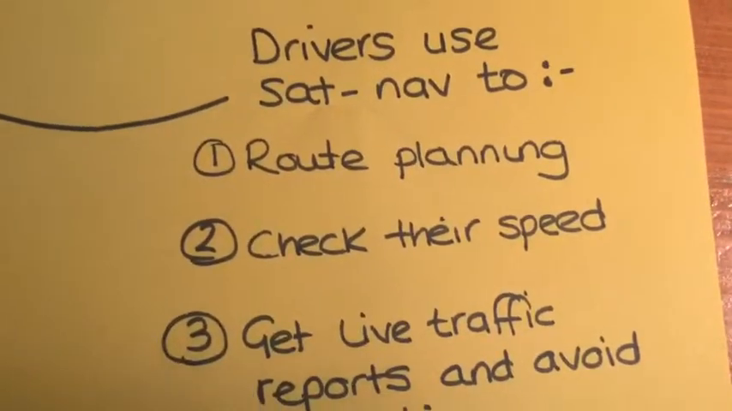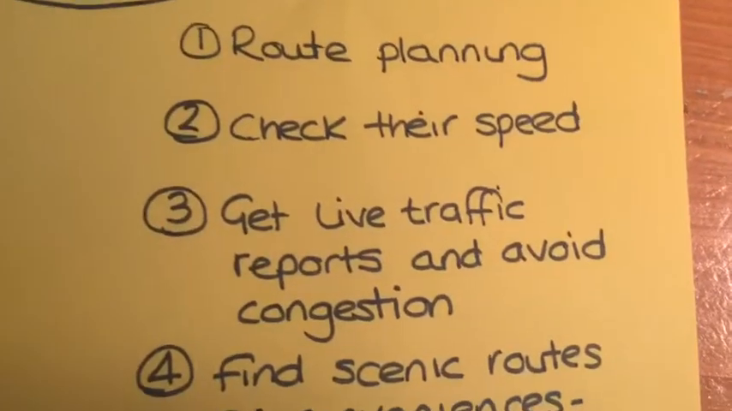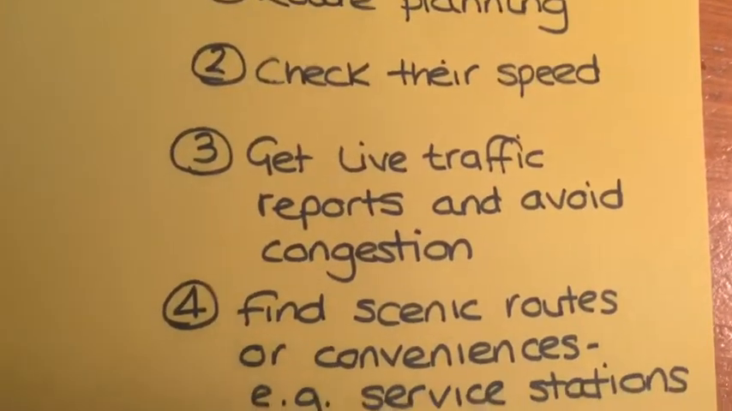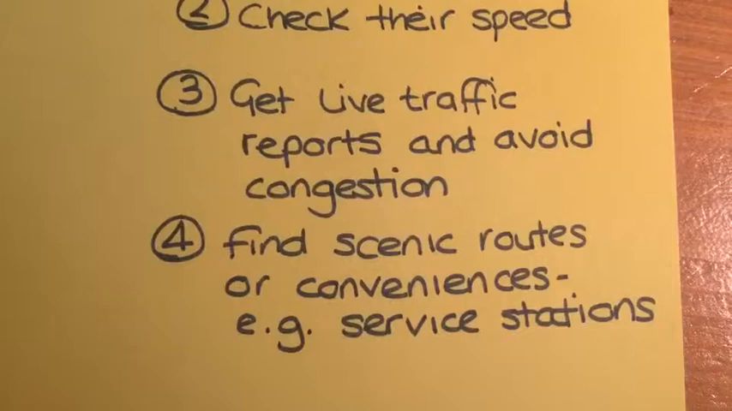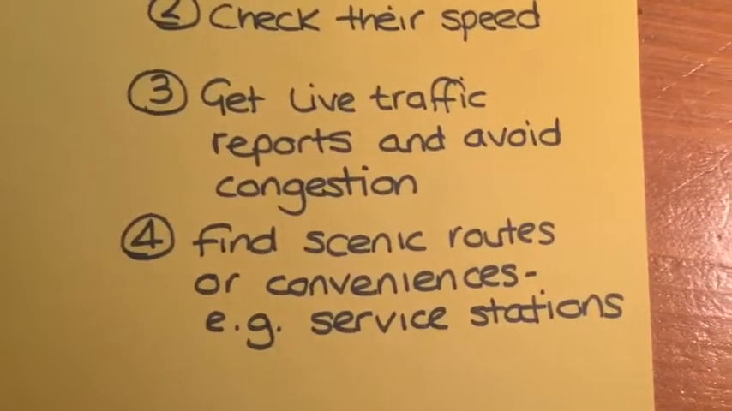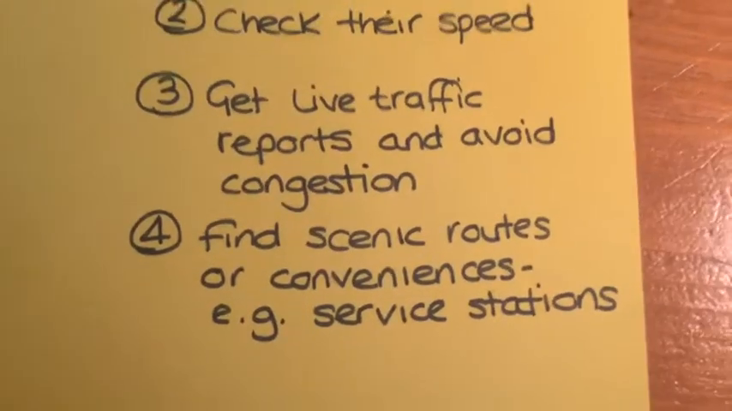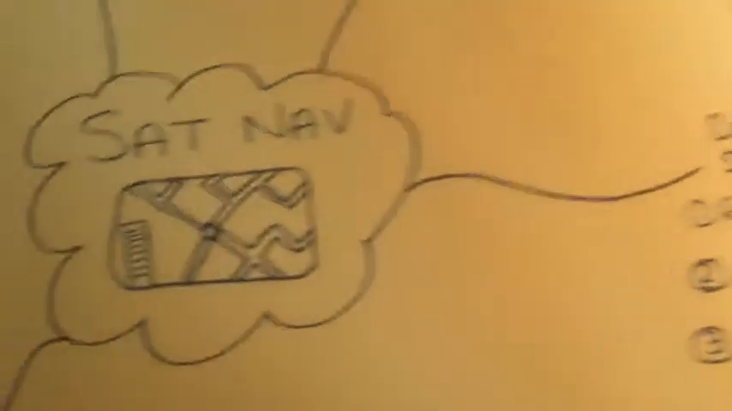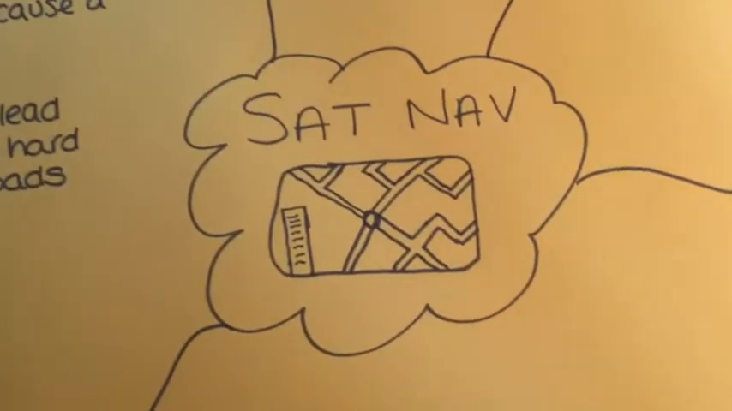They can check the speed. They can get live traffic reports and avoid congestion. They can find scenic routes or conveniences, for example service stations. So sat-nav's not necessarily just used to get directions.